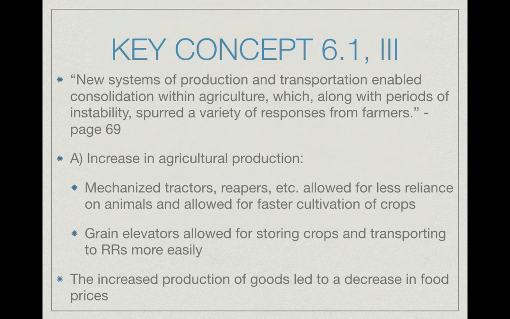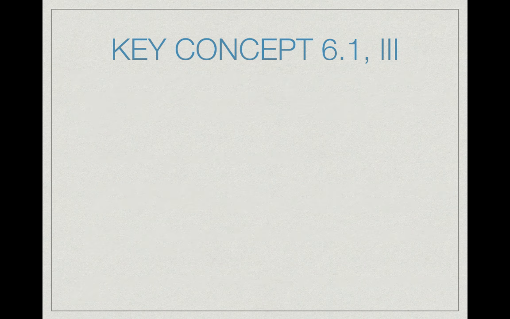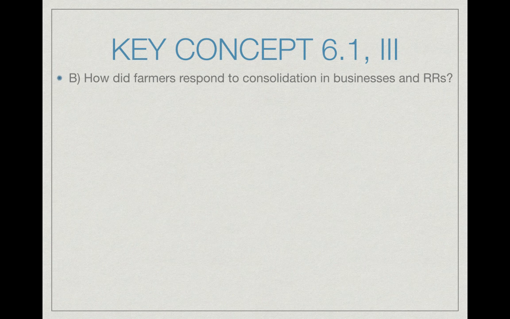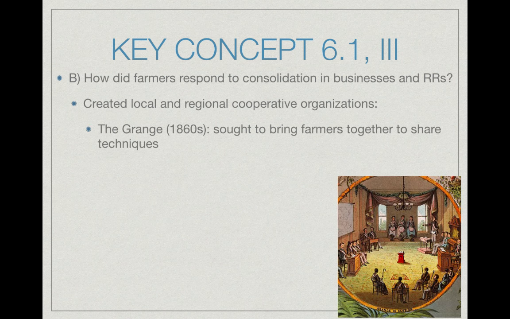Now, the increased production of goods led to a decrease in food prices. Because the food is being produced so quickly and so efficiently, prices will go down, hurting farmers. So how did farmers respond to consolidation in businesses and railroads, or how did they respond to their plight? They created local and regional cooperative organizations, essentially their own versions of unions.